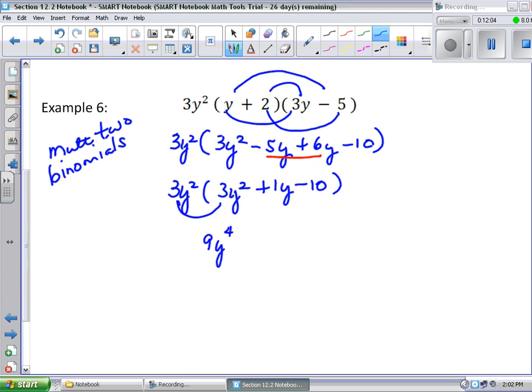Remember, we have to add the exponents. 3y squared times 1y would give us 3y to the 3rd. 3y squared times negative 10 would give us negative 30y squared.